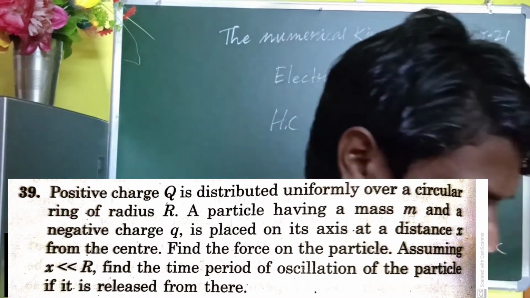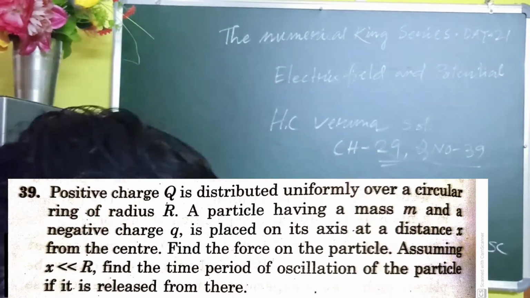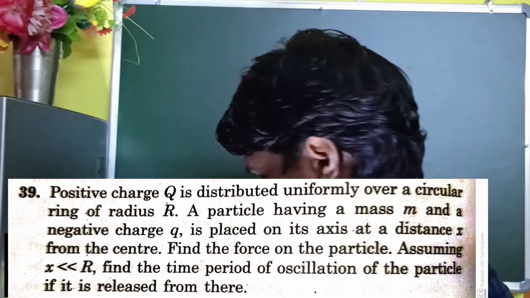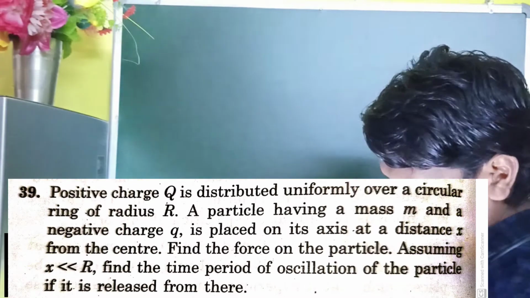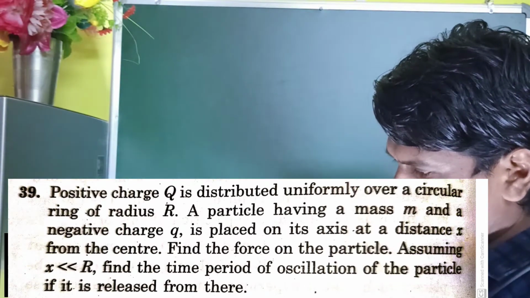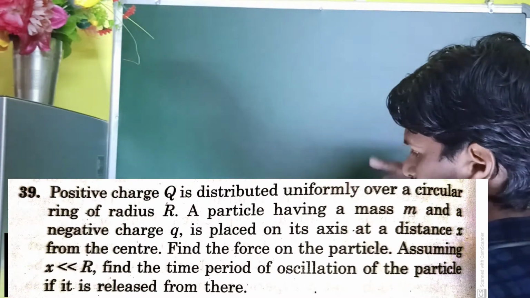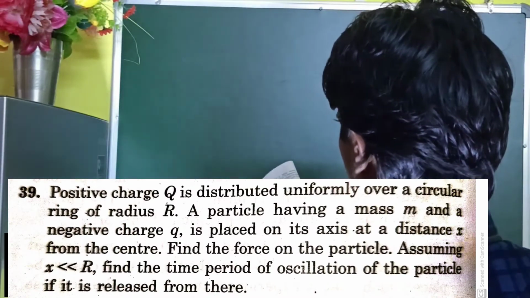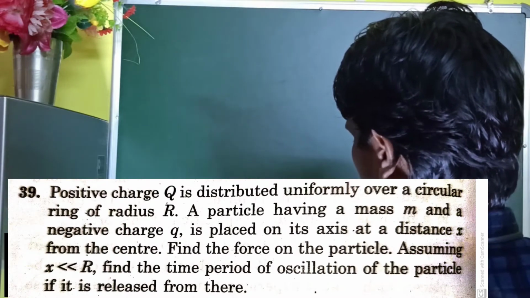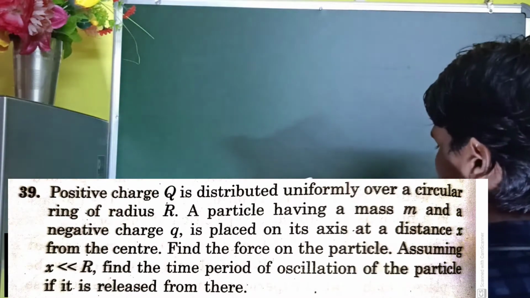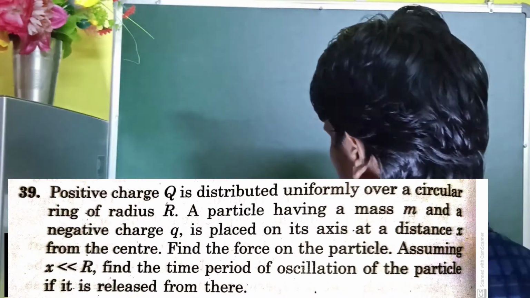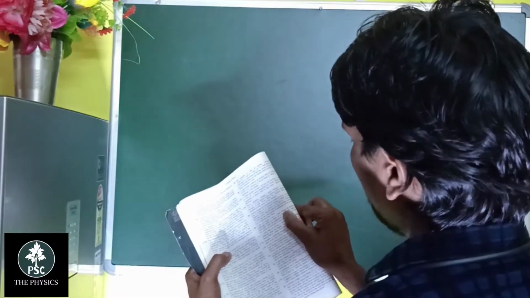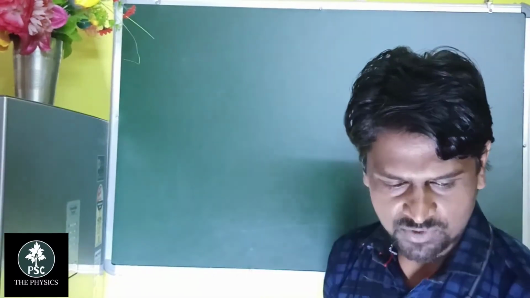Okay, so question number 39. And the question 39 is: a positive charge capital Q is distributed uniformly over a circular ring of radius r, and a particle having mass small m and a negative charge Q is placed on the axis at a distance of x from the center. Find the force on the particle assuming x is less than r, and find the time period of oscillation of the particle if it is released from there.